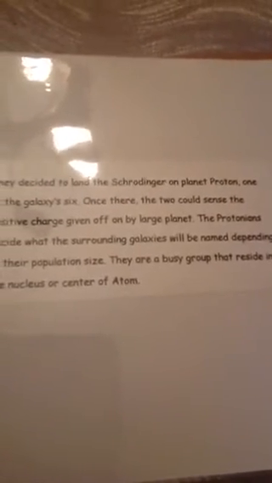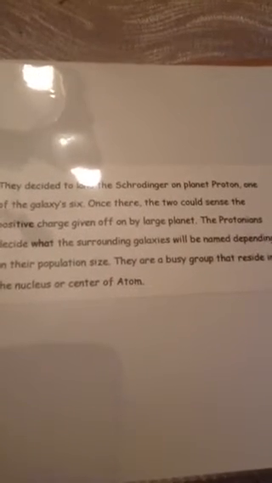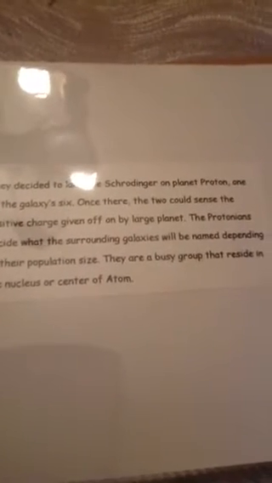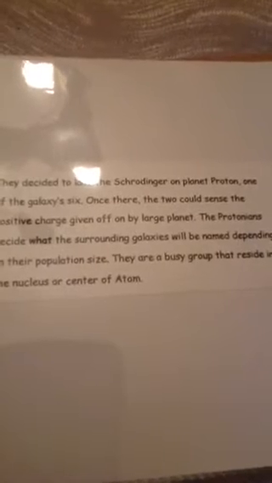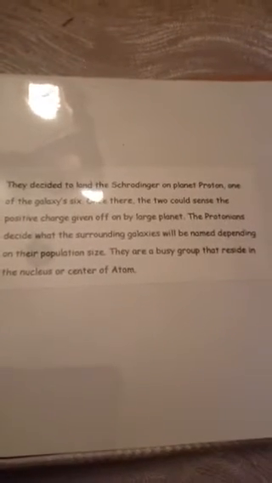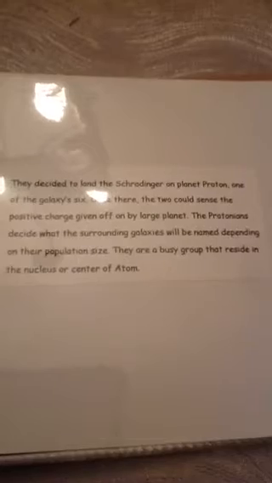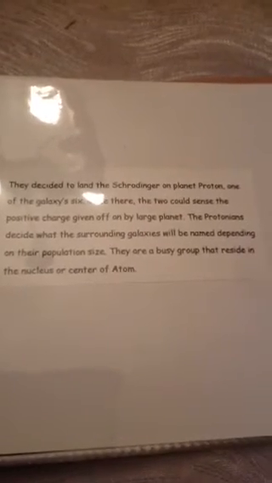They decided to land the Schrödinger on planet Proton, one of the galaxy's 6. Once there, the two could sense the positive charge given off by the large planet. The Protonians decide what the surrounding galaxies will be named depending on their population size. They are a busy group that reside in the nucleus or center of the atom.